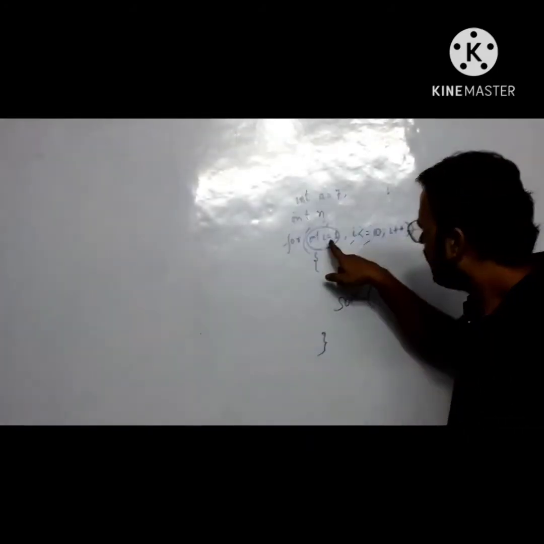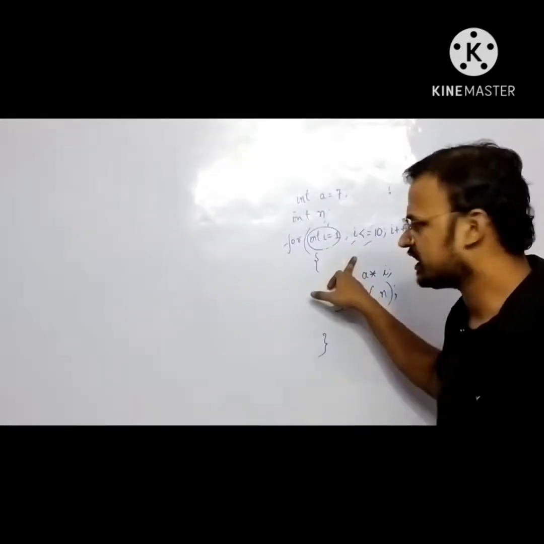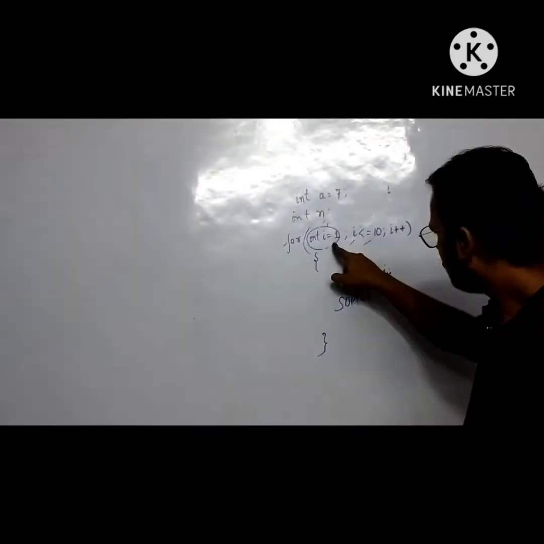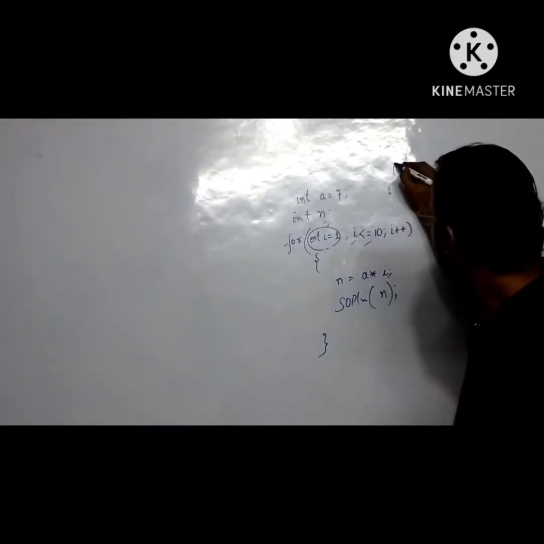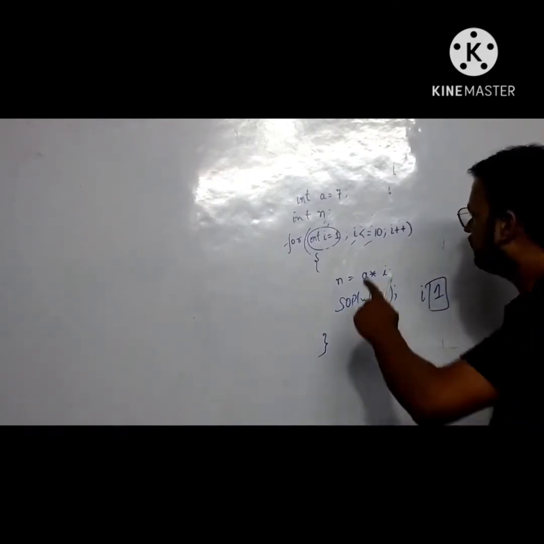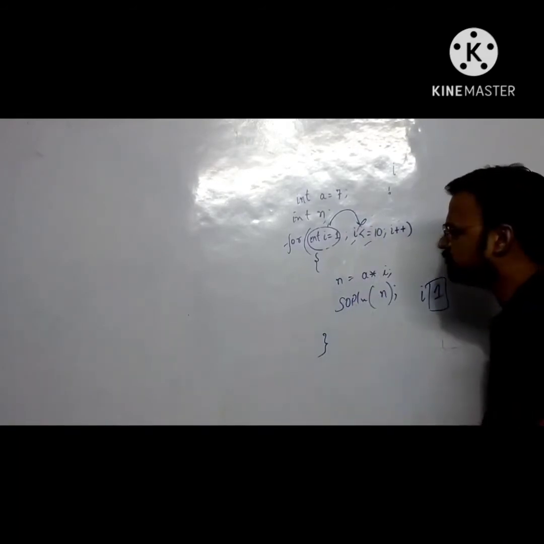What is happening? Here i has the value 1. It moves in this direction, just checking whether it is less than 10 or not. Yes, it is less than 10. i is 1, and 1 is less than 10. Yes, it moves in this direction. i is less than 10, then it moves downward.